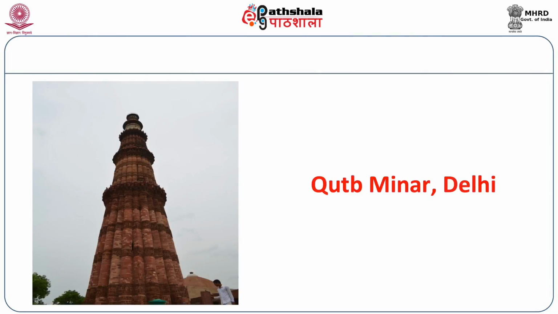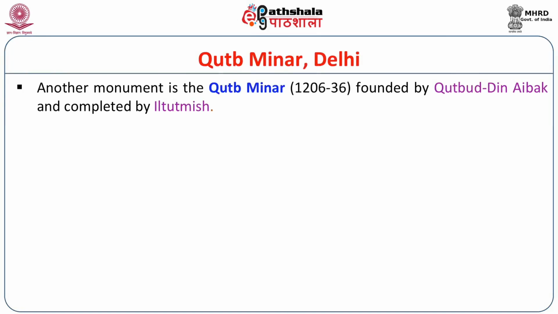Now if we look at the next important architecture of this period, that is the Qutub Minar, which is absolutely a victory tower made for the first time in Indian history, and which has a great similarity with the minar in Afghanistan called Jam. This minar is called Qutub Minar as it is in the Qutub complex, and it was founded by the same ruler Qutbuddin Aibak and completed by Iltutmish.